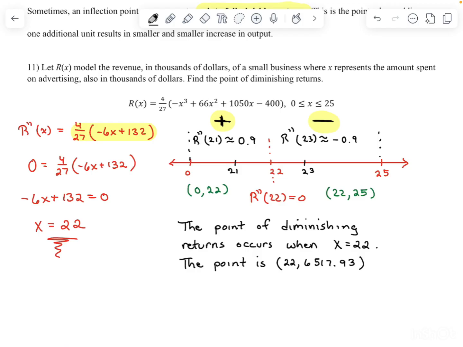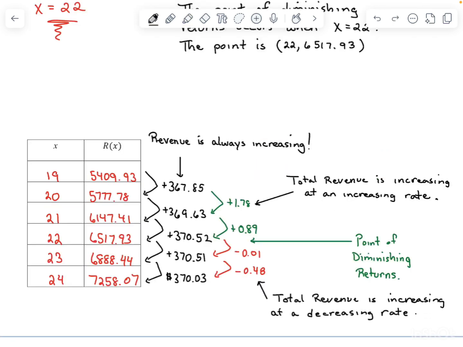Before I box this answer, I'm going to show you a table that verifies that x is equal to 22 is the location of the point of diminishing returns. If you look at the chart, in the column on the left, we have values of x ranging from 19 to 24. In the column on the right, we have all of the output values of R of x. Notice that as x increases, the revenue also increases.